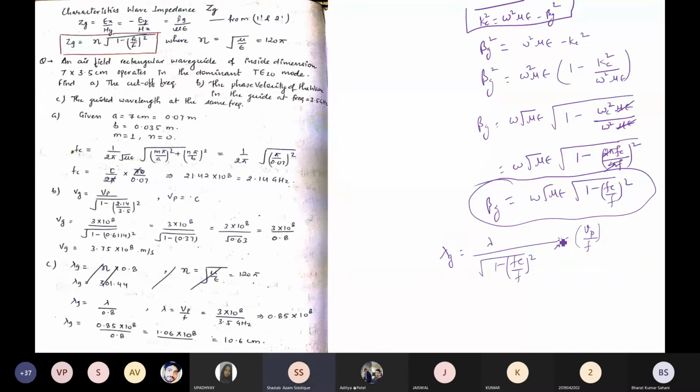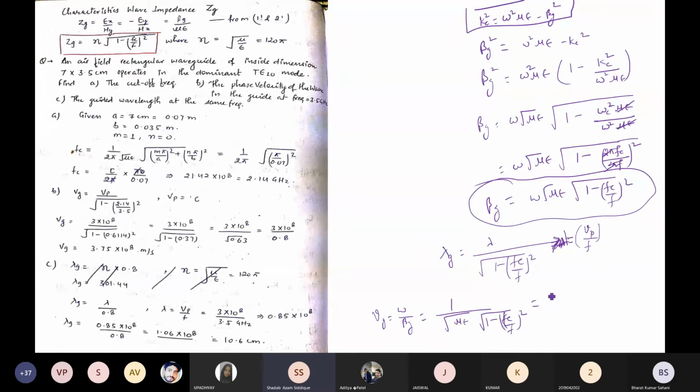So what is omega by beta g? Omega by beta g is nothing but Vg. First of all, I'll write for this one and then I'll go for this lambda g. You can find out omega by beta g from this equation. So omega by beta g can be written as, you take beta g this side and you take all this term this side, so this can be written as 1 by root under mu epsilon, square root of 1 minus (fc by f)^2.